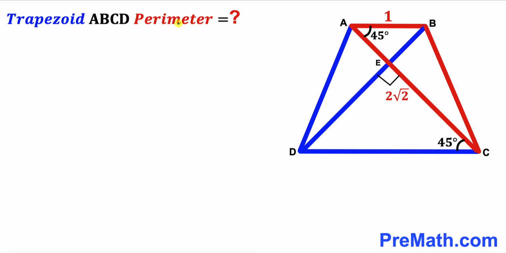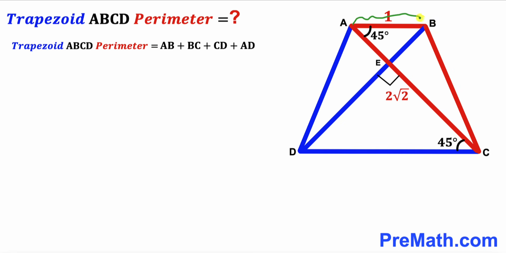Since we are interested in calculating the perimeter of this trapezoid ABCD, the perimeter is going to be the sum of these side lengths AB, BC, CD, and finally AD, as you can see in this given equation. Now we can see our only known length is this AB length. So our task is to find this side length BC, this base CD, and likewise to calculate this side length AD as well.